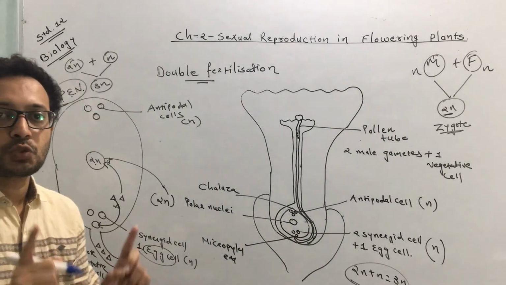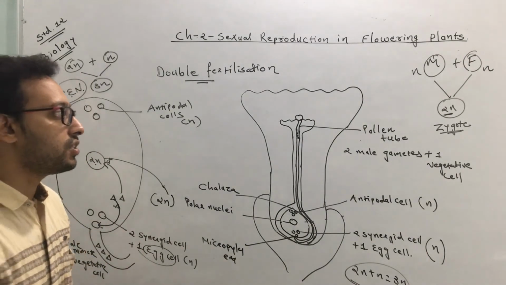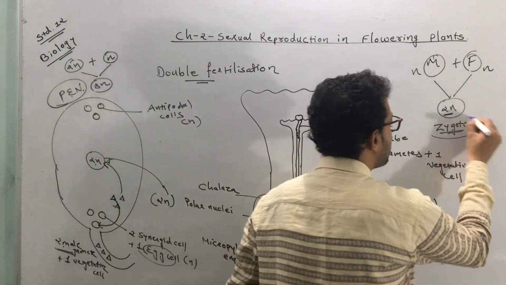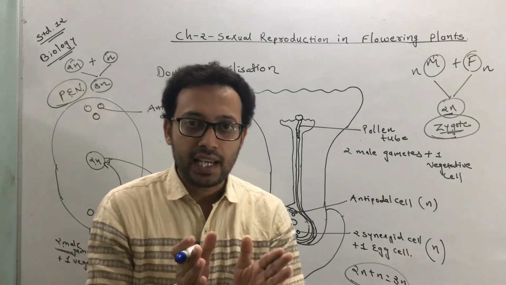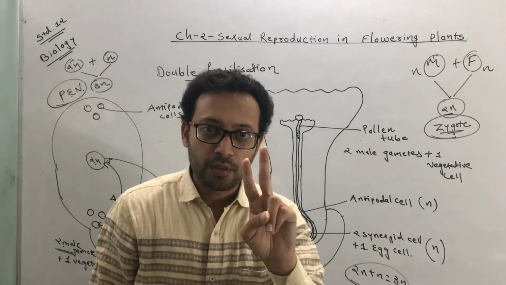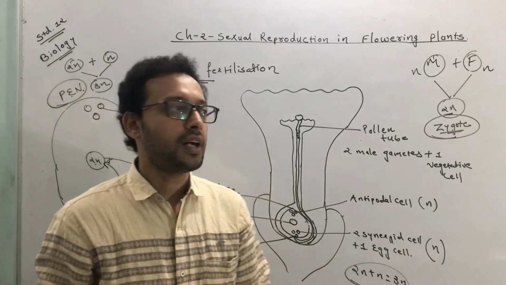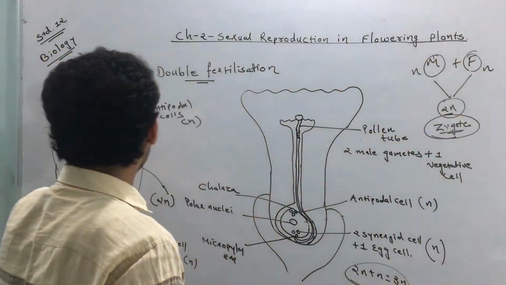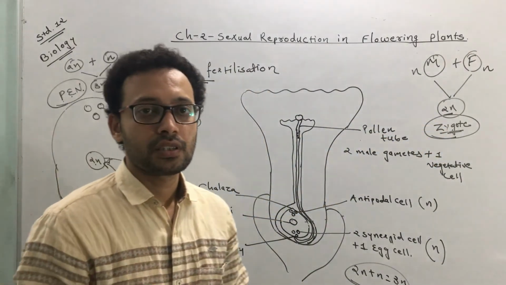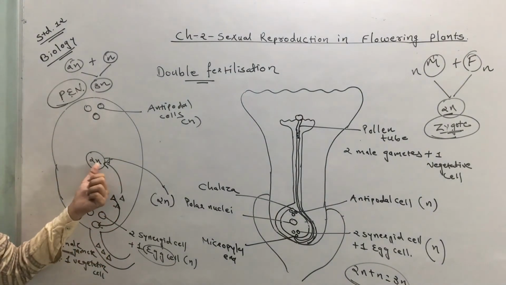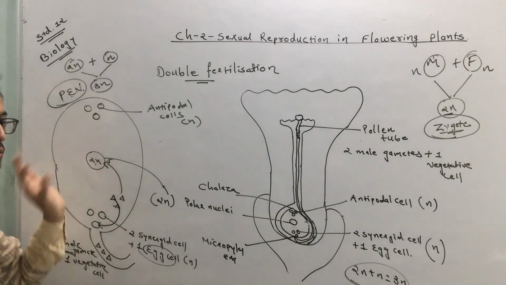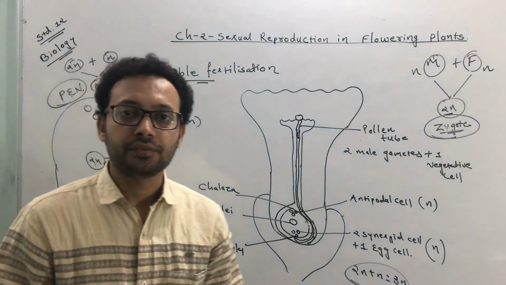PEN, primary endosperm nucleus, which is triploid in nature, and the second which is formed is a zygote, which is diploid in nature. So at the end, 2 products are formed in an angiosperm or flowering plant: zygote and primary endosperm nucleus. The zygote is formed nearer to the micropylar region. The primary endosperm nucleus is present nearer to the center of the embryo sac.